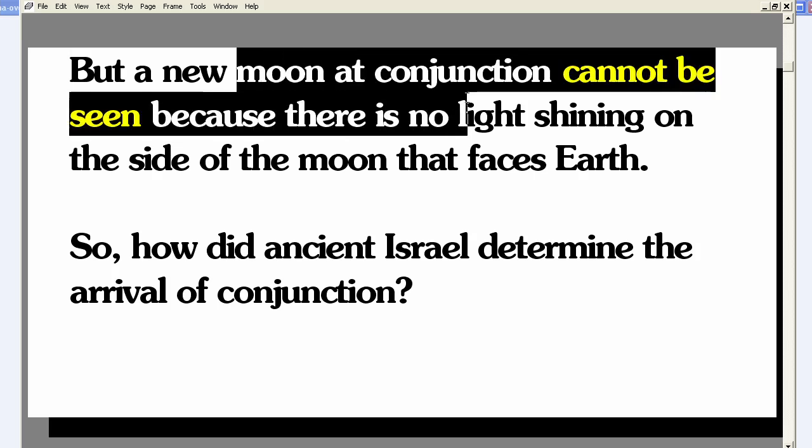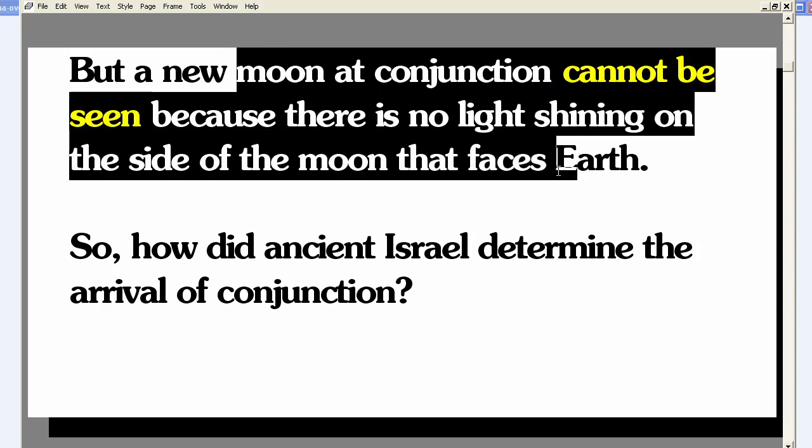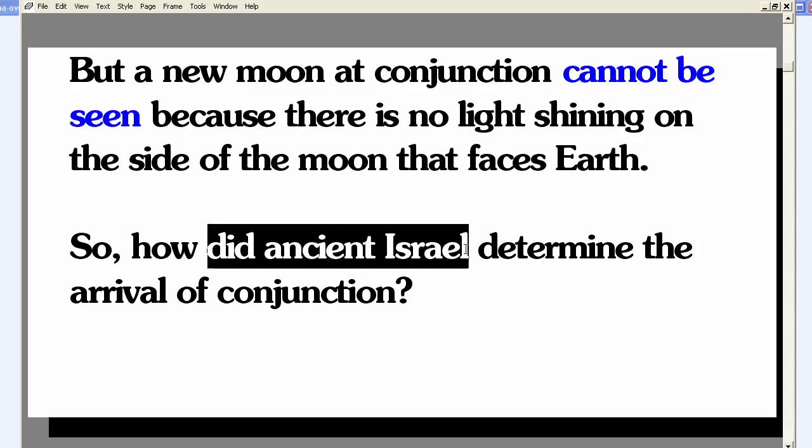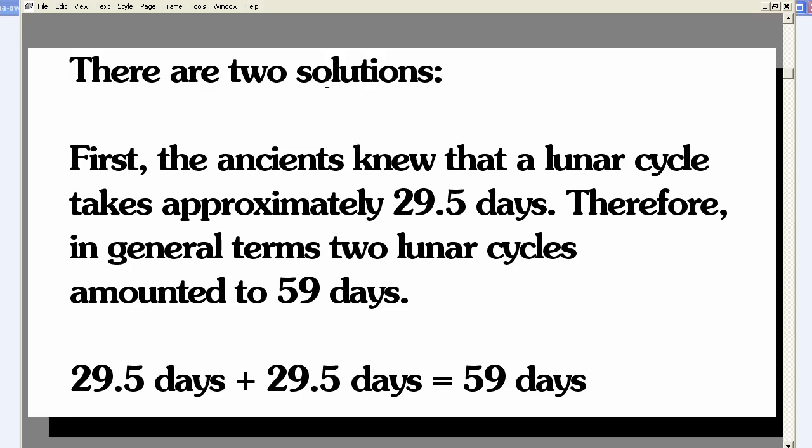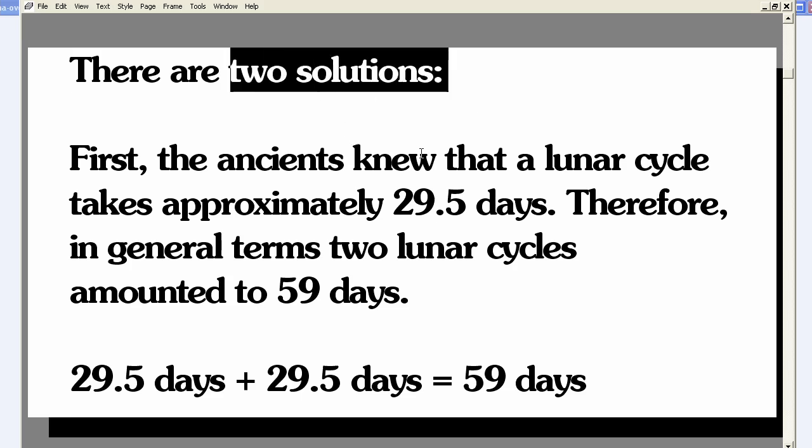But a new moon at conjunction cannot be seen, because there is no light shining on the side of the moon that faces earth. So how did ancient Israel determine the arrival of conjunction? There are 2 solutions to this problem.